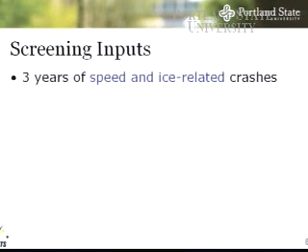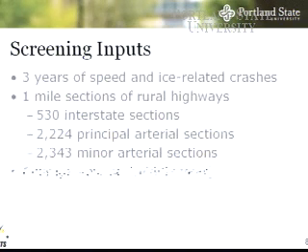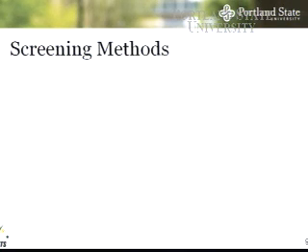So what did we use for screening inputs? We used 3 years of crash data, and remember, from now on, everything I show you, except for one figure, is just speed and ice-related crashes. So we've subqueried the data for just crashes that had a speed and ice-related component. We used only the rural highway network. So we had 531 1-mile sections of interstate freeway, about 2,000 1-mile sections of principal arterials, and about 2,300 miles of minor arterial sections. And again, we used the volume for 2001 as our exposure measure.